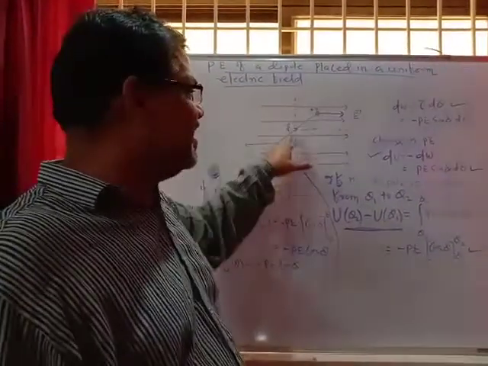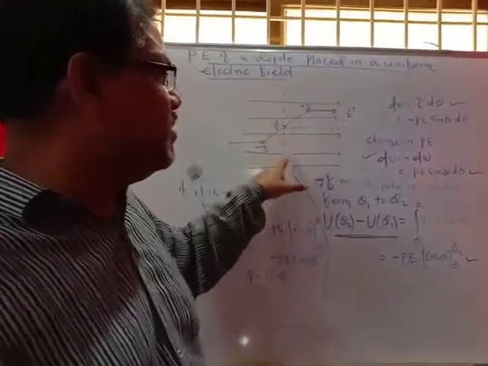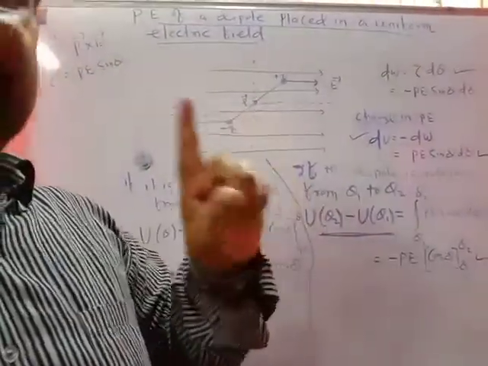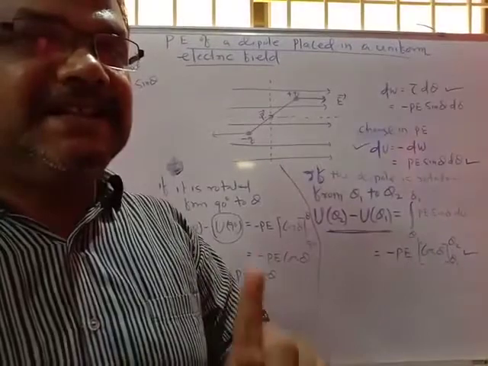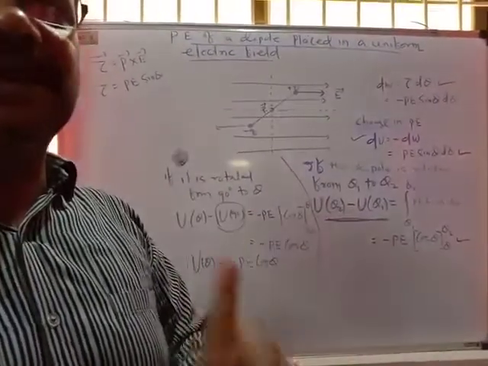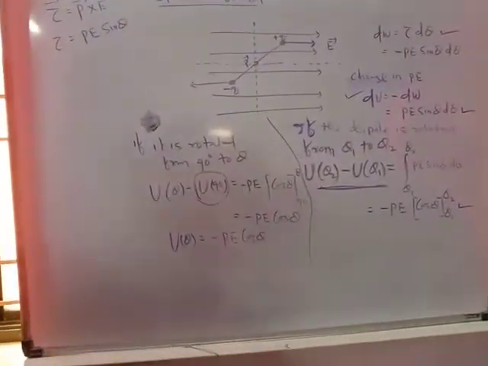At 90 degree angle, whenever the dipole is perpendicular to that of the electric field, at the same time what happens? At the same time the potential energy becomes zero.